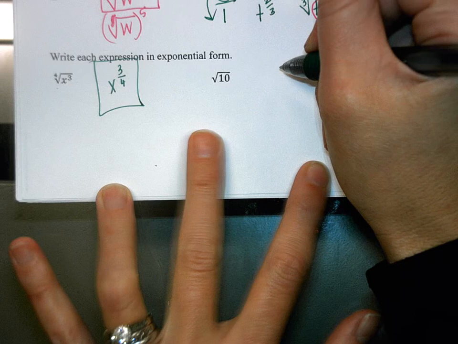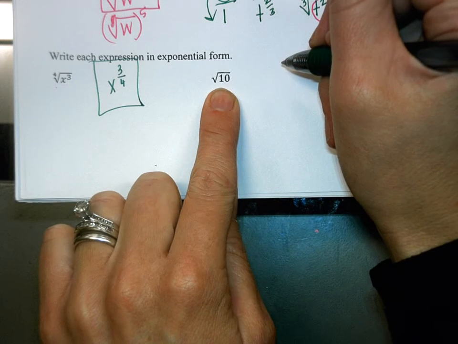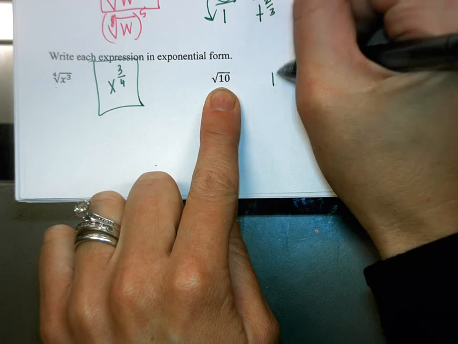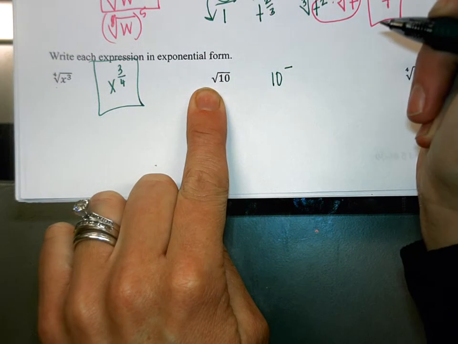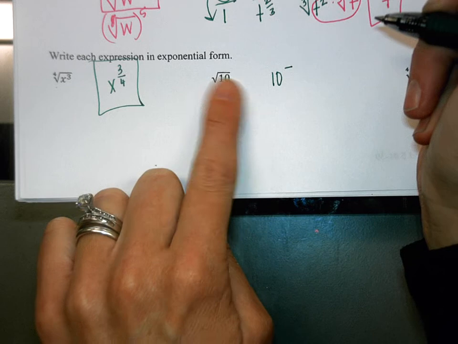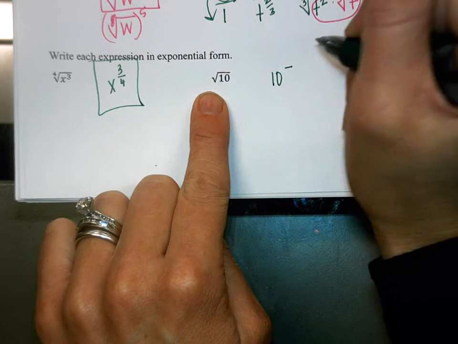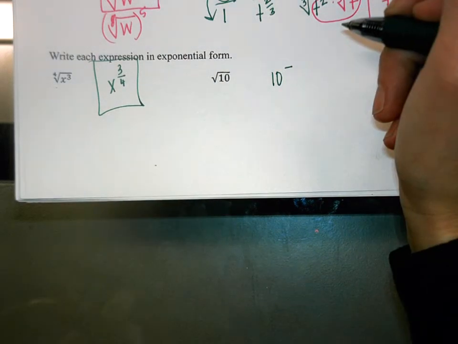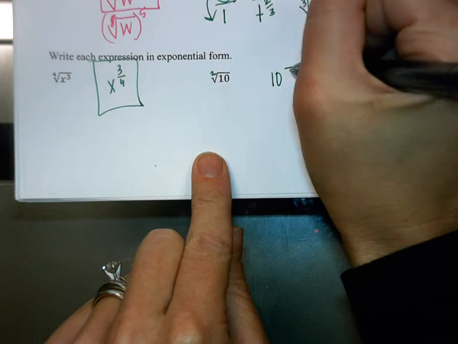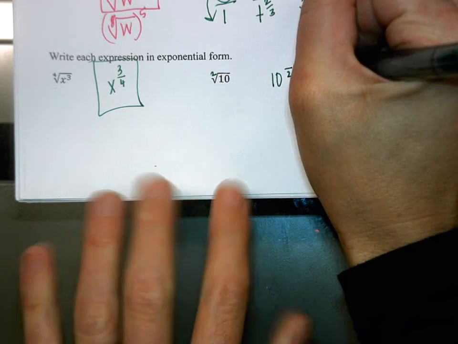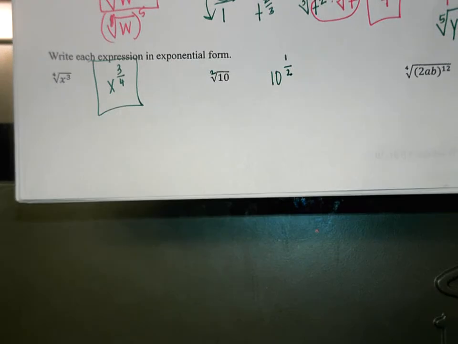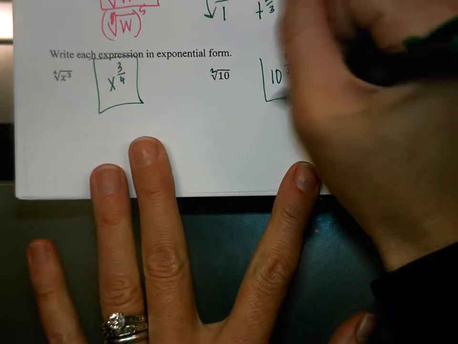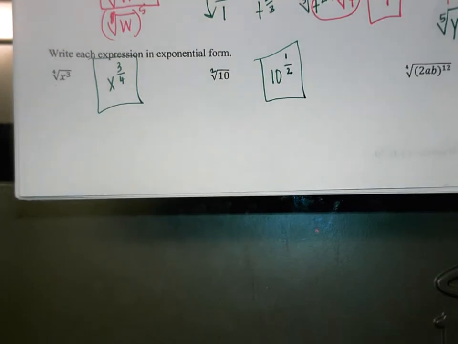Okay, so you start with this number, which is what? 10. What is the index of this? What will we call this? A square root, which means that it's 2. The index is 2, so the index goes in the denominator. And then the power is 1 if it doesn't say. So that's 10 to the 1/2. Okay, are we okay with this?